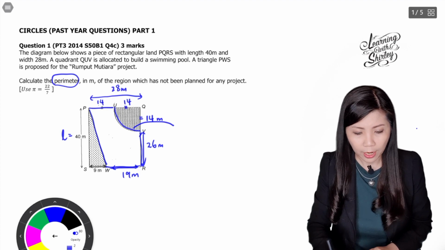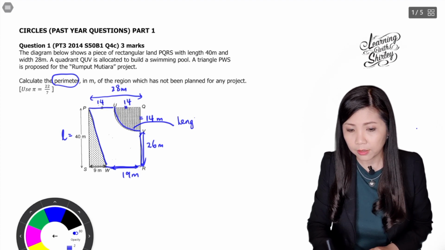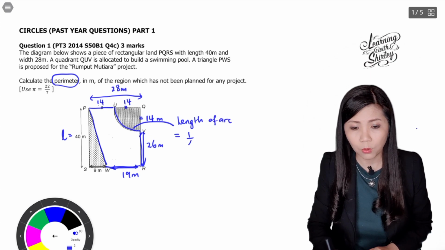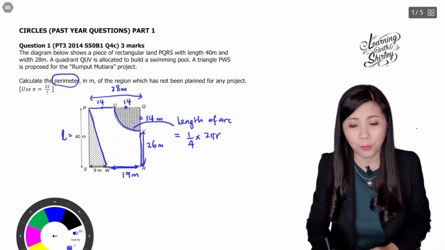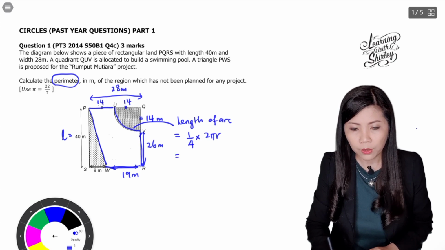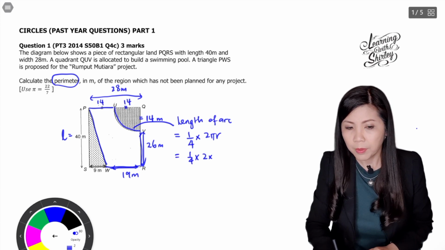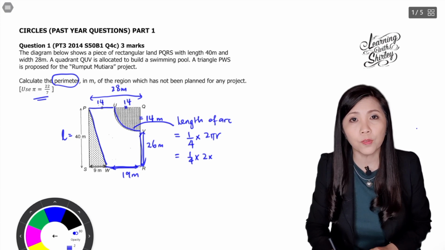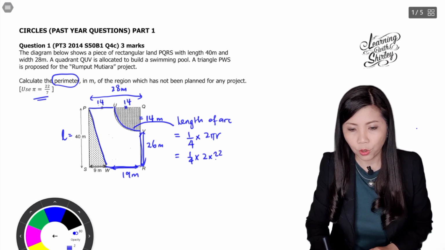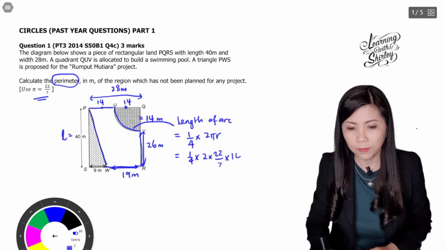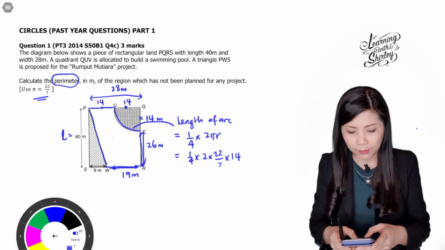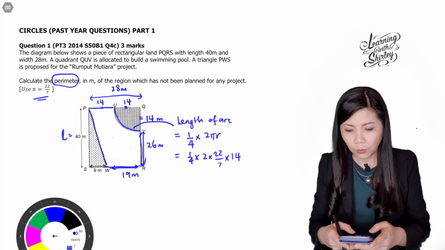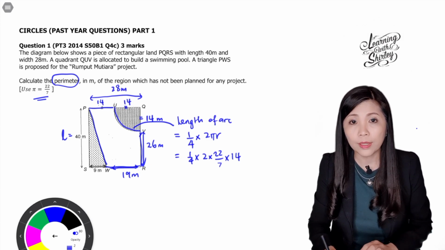So this is a quadrant. So for this length of arc, it equals 1/4 because it's a quadrant, then times 2 pi r, that's the formula to find length of arc. So equals 1/4 times 2 times, because they say use pi equals 22/7, so 2 times 22/7 times the r, which is 14. So let's calculate this. 1/4 times 2 times 22/7 times 14. So we get 22.